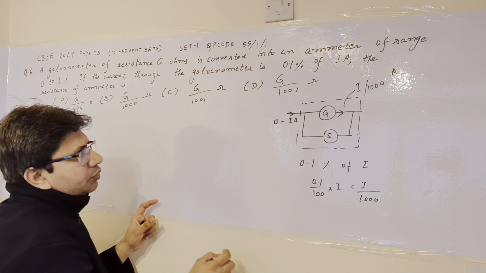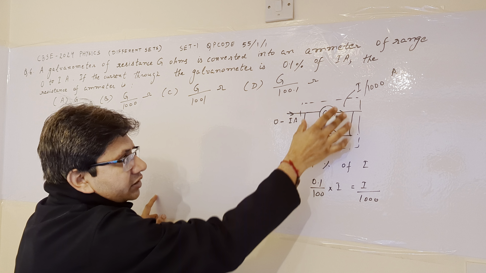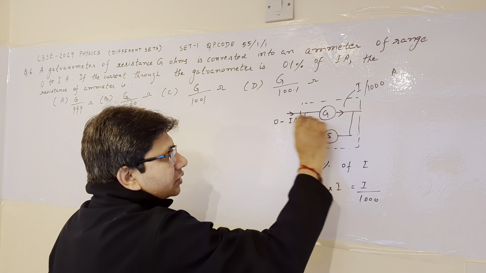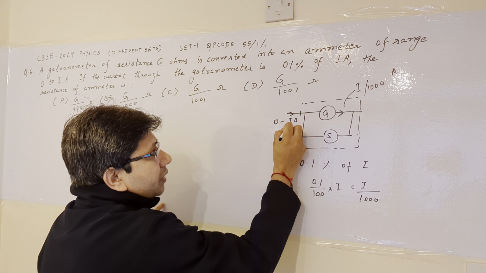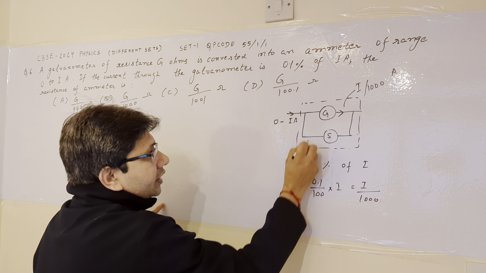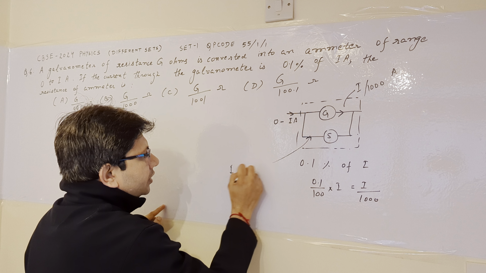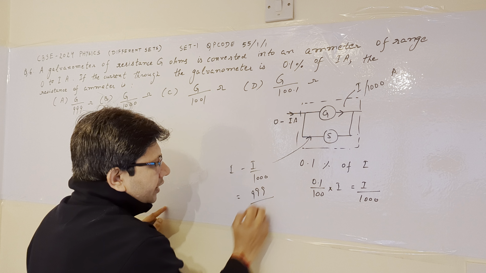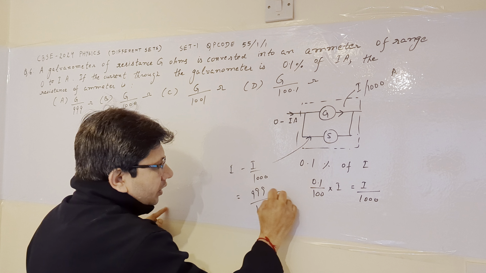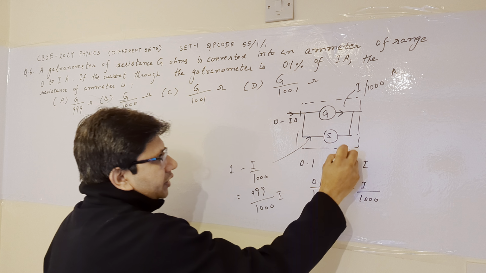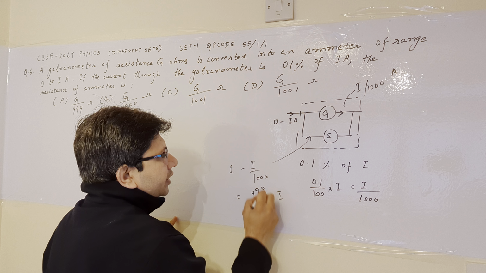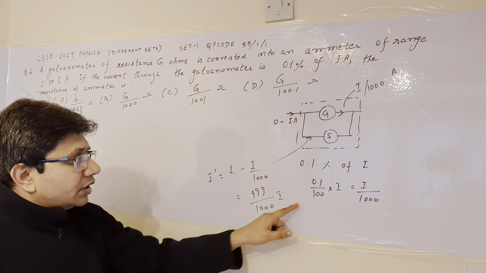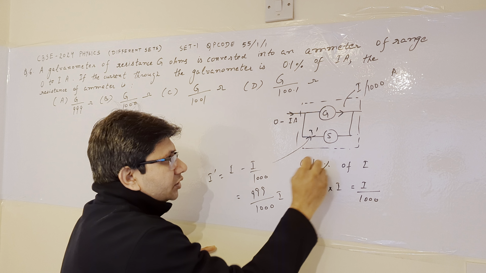So there is a basic concept used here: in parallel, voltage is the same. We know the current I upon 1000 is passing through this galvanometer. The maximum current is I. It means that the remaining part, I minus I upon 1000, which is equal to 999 upon 1000 I, will pass through this S. Suppose this current is I dash. So I dash is 999 upon 1000 I. This is the current passing through S.